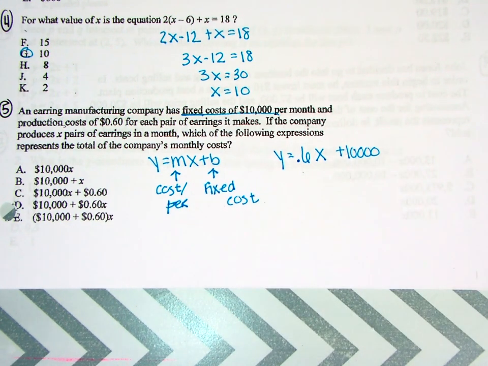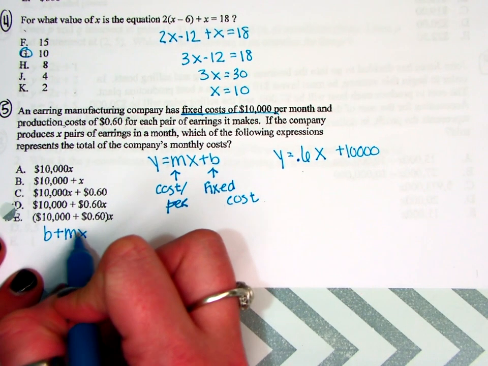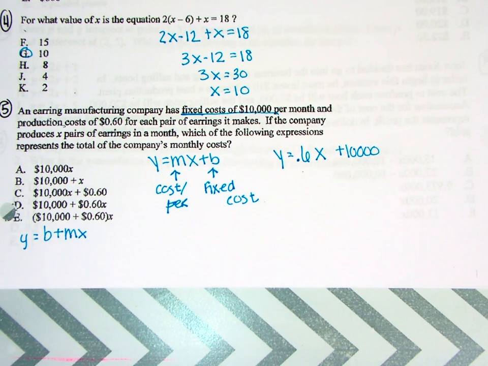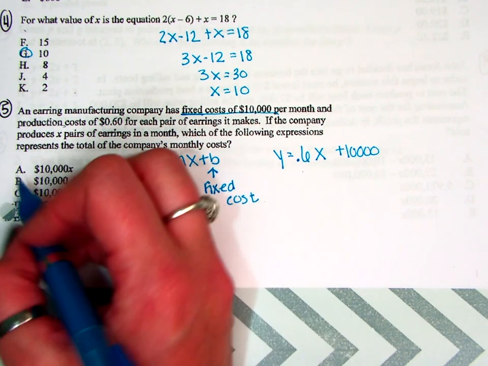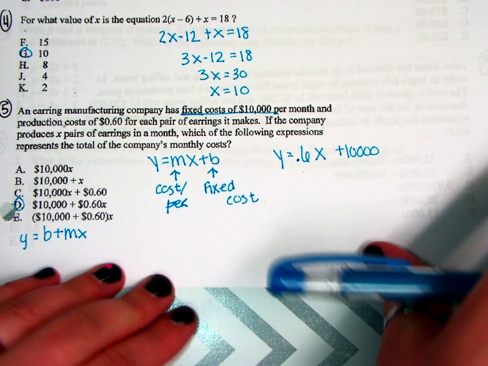Looking at the answer choices, they have just flipped them. They put this in y equals plus mx, like that's how they wrote theirs, just to confuse you. The correct answer here is option D, because that is the same equation but flipped. So just be mindful, anytime you're working with fixed costs per item, things like that, you want to use slope-intercept form. All right, next page, number 6.